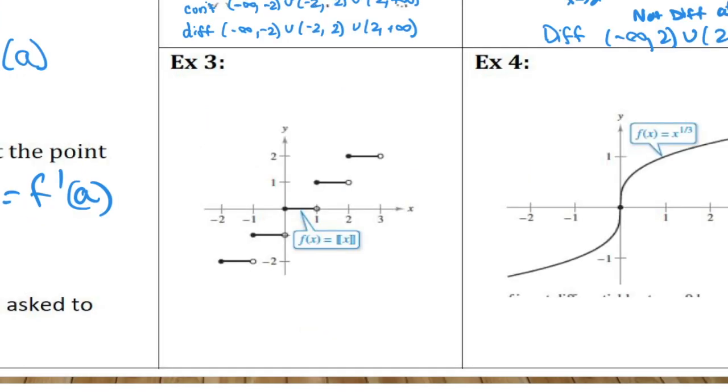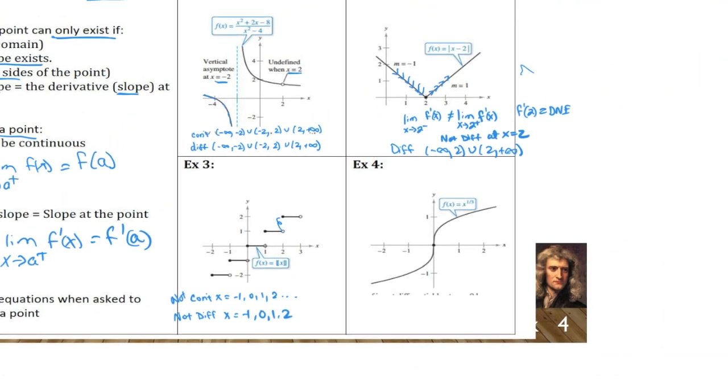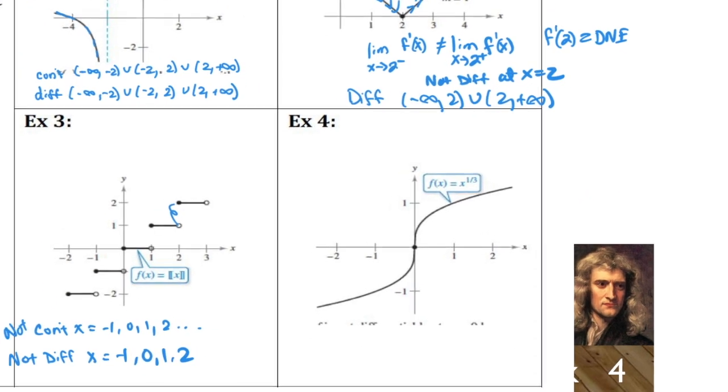As we look at example 3, do you notice we have a step function? So the step function makes it kind of obvious. It's not continuous at x equals -1, 0, 1, 2, etc. So it's not continuous at those points. But it's also not differentiable at these values either. So not differentiable at x equals -1, 0, 1, and 2. So we have the jumps, which makes the function not differentiable. As we saw in example 1, it's the same in example 3.